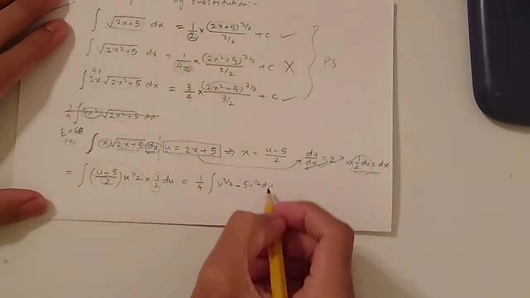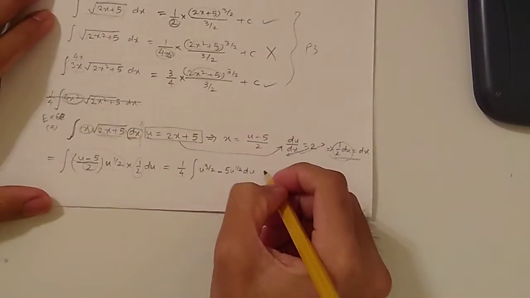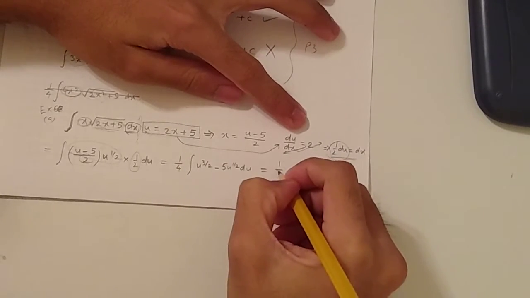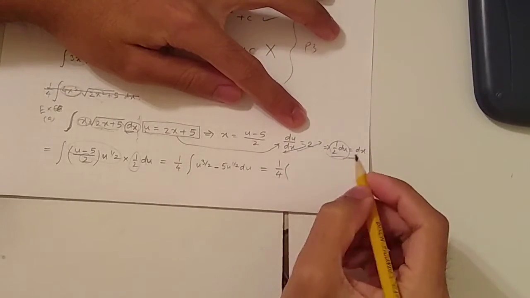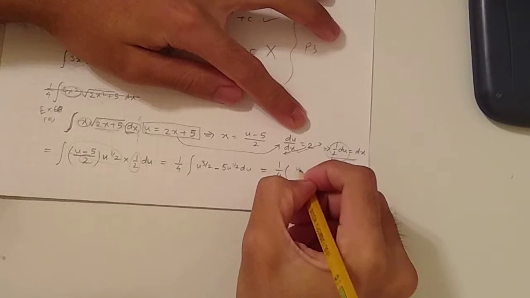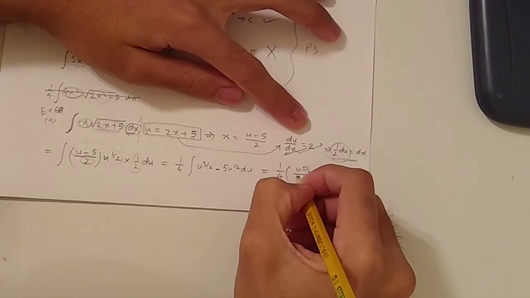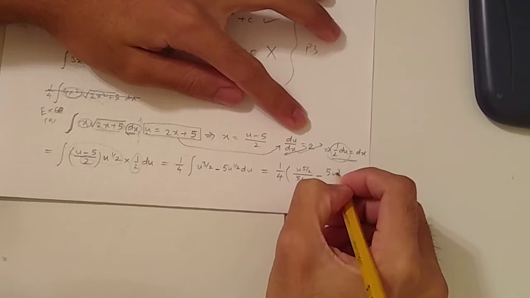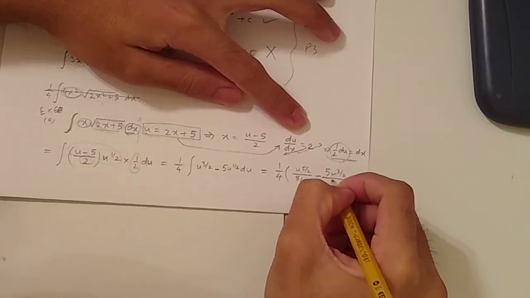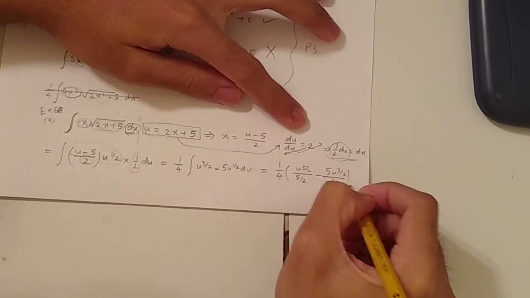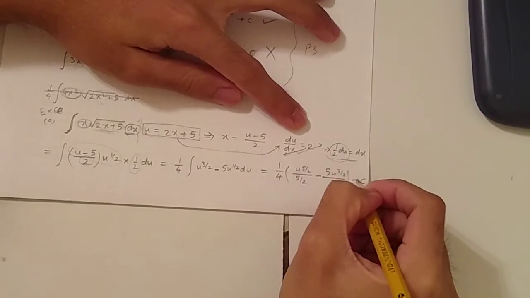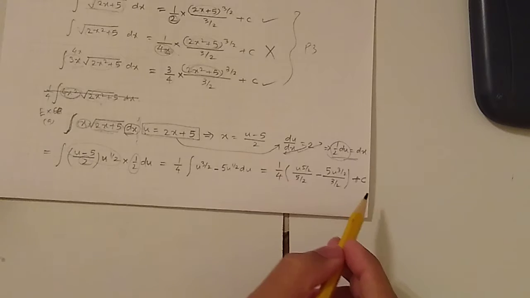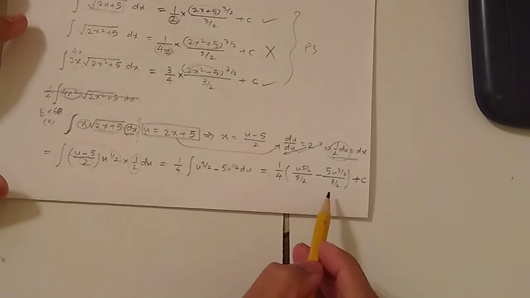Now we can integrate this, and this becomes 1 by 4 the whole into u raised to 5 by 2 by 5 by 2, minus 5 u raised to 3 by 2 by 3 by 2, and don't forget the constant of integration for indefinite integration, because over here you don't have limits, we do need the plus c. Now we are done with the integration.